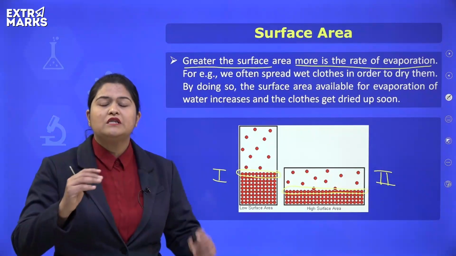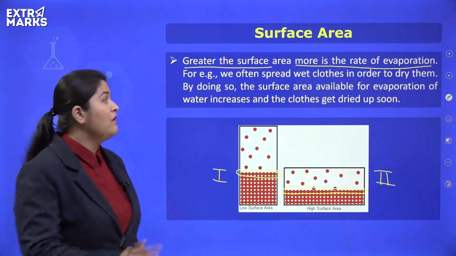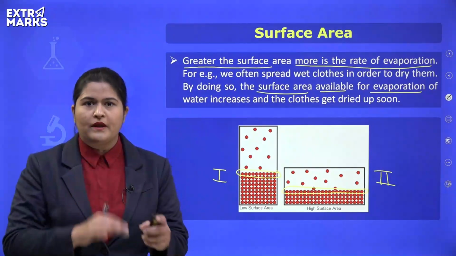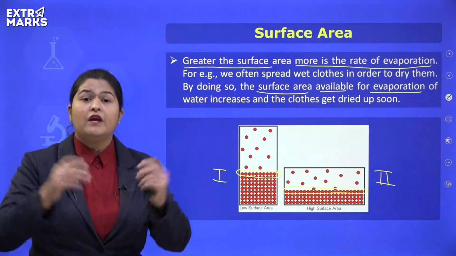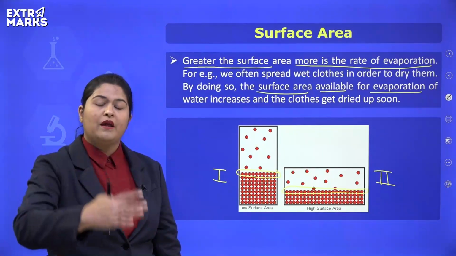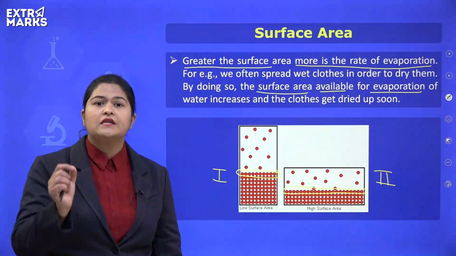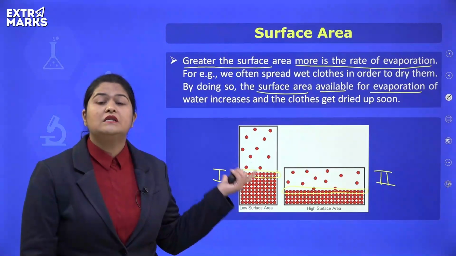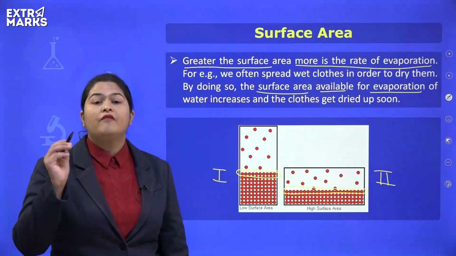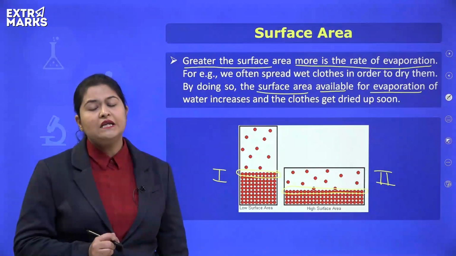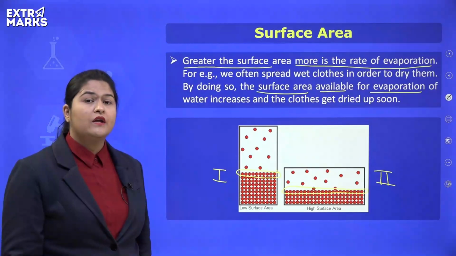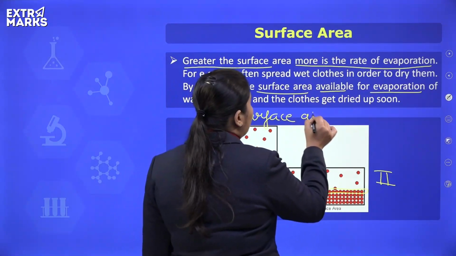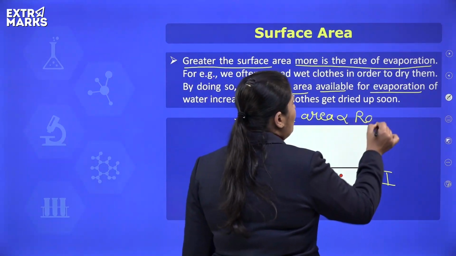Why? When we spread the clothes, we are making more surface area available for evaporation. When we fold the clothes, only the top layer, the bottom layer and the sides will allow evaporation. But when we spread out the clothes, evaporation will take place from all over the cloth, and hence the evaporation will speed up. So, because of the increase in the number of particles that can take part in evaporation, the speed increases with increase in surface area. So, what we can conclude here is that surface area is directly proportional to rate of evaporation.